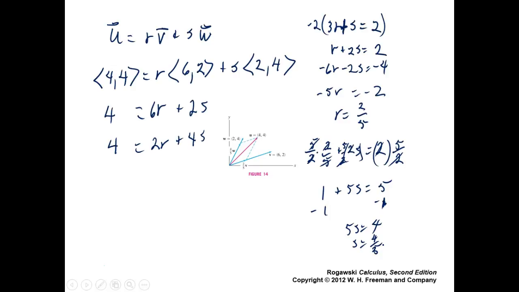Okay. Now again, there's nothing that guarantees that R and S need to be less than 1 or even between 0 and 1. They could be negative, they could be bigger, any sorts of things. They just happen to have given you some that do span by that. And that's exactly what they got. R is equal to 2/5 and S is equal to 4/5, just like we did.